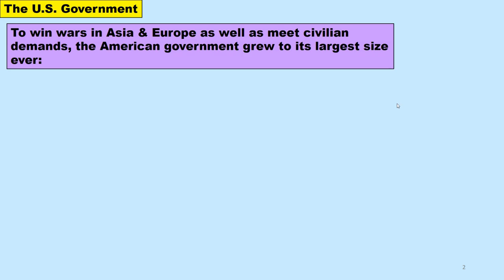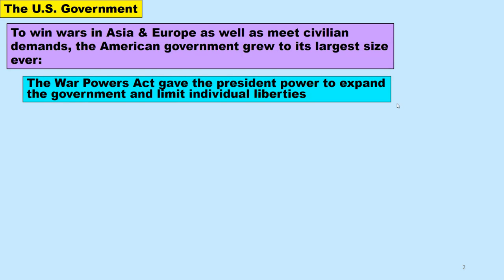Okay, bigger than the New Deal. Remember, we talked about how large the government was becoming even during the New Deal. World War II trounces that. And it all starts with one law called the War Powers Act that Congress passes and Roosevelt signs, and it gives the executive the power to expand the government in whichever way he sees fit. And this is important as we move through today's lesson to also limit individual liberties, and we're going to talk about one specific group that this is really going to target.